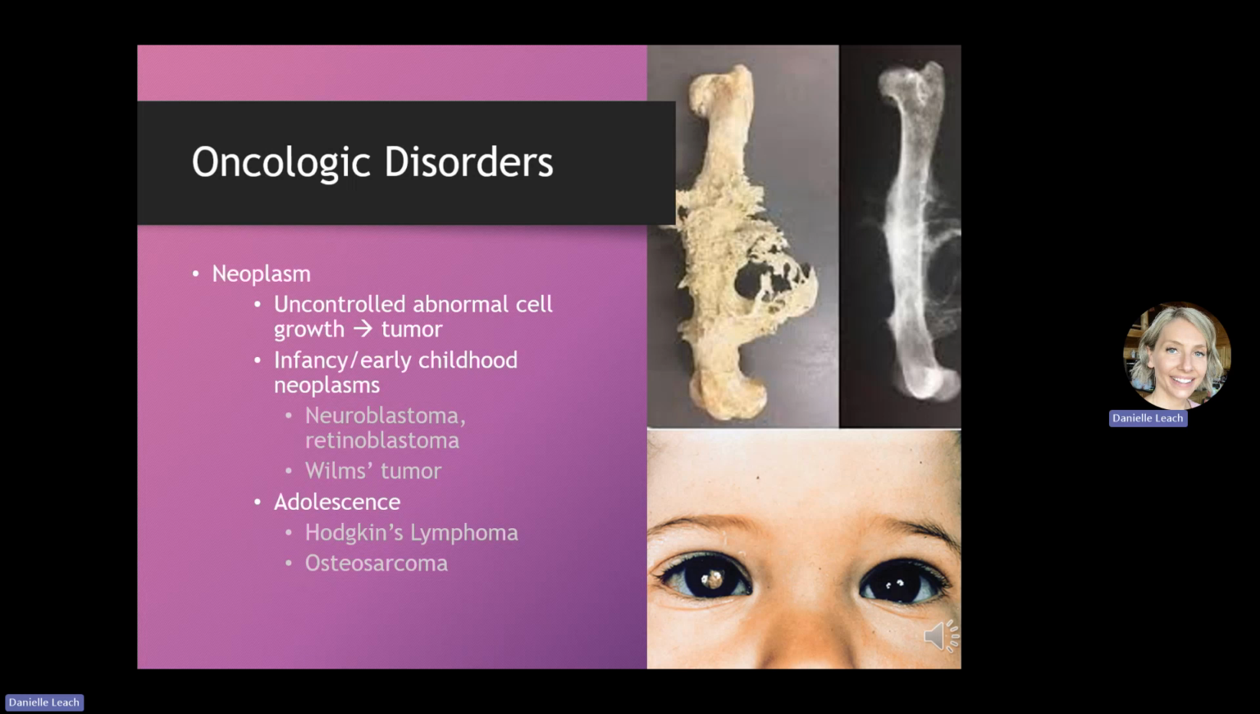Common cancers for adolescents: Hodgkin's lymphoma, which is a cancer that affects the lymphatic system, which we'll talk more about. And another is osteosarcoma, which is basically bone cancer. So this top picture shows uncontrolled growths in the bone. There are many, many different types of cancer, and we're only going to be talking about a few of them.